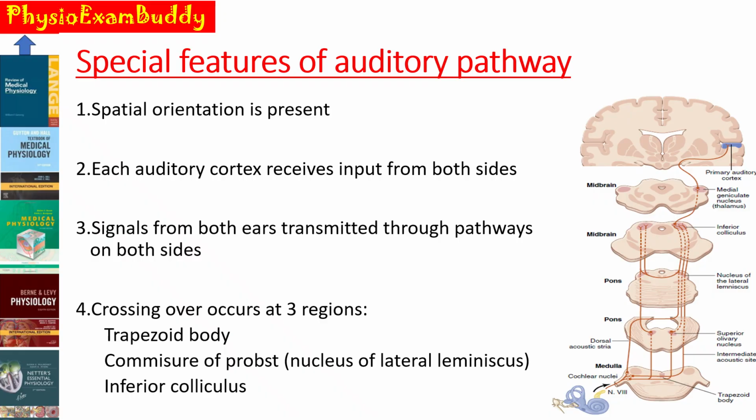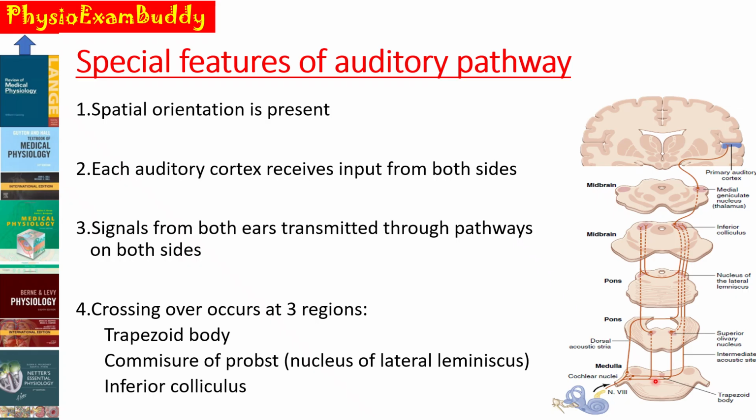Now we will see some of the special features of the auditory pathway when compared to other sensory pathways. One of the most important features of the auditory pathway is that spatial orientation is present. And each auditory cortex will receive input from both sides. That is, the primary auditory cortex of the left side will receive input both from the left as well as the right ear. And also the signals from both ears are transmitted through pathways on both sides.